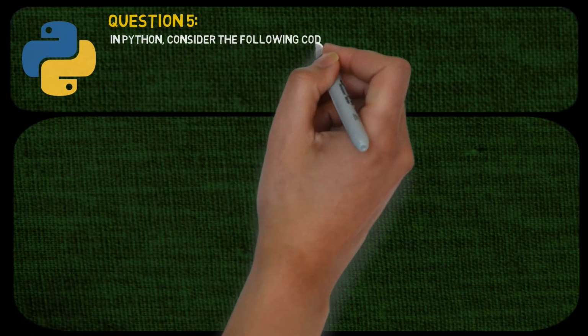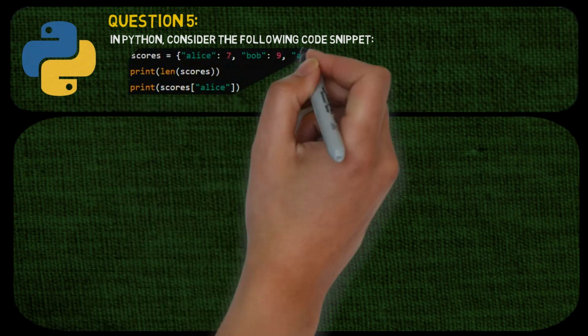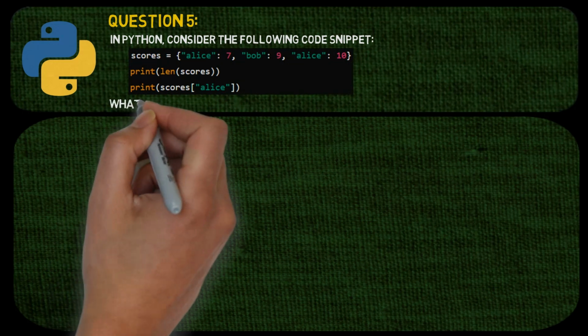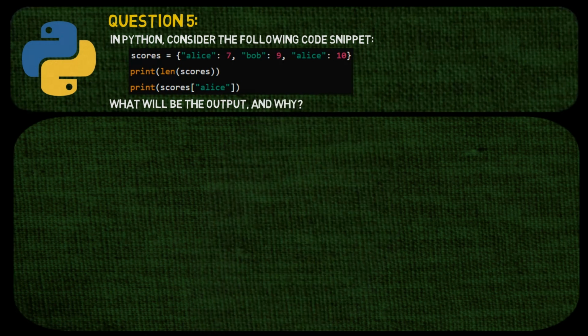Question 5. Last but not least, let's see what happens when dictionary keys collide. Consider this. What do you think will happen? How many keys does the dictionary have? And what value will Alice hold?